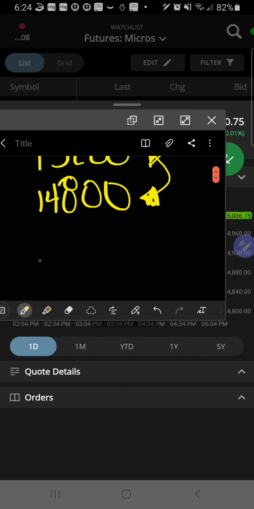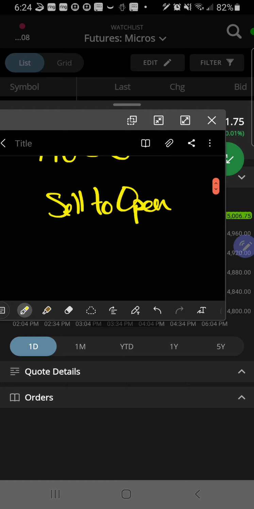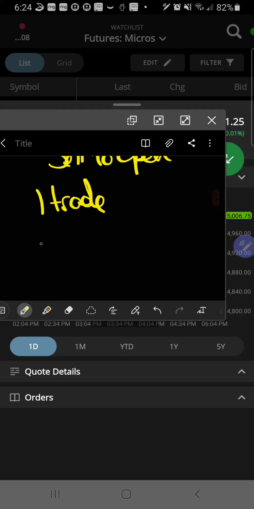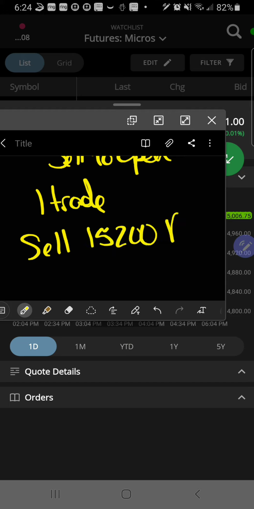So you sell to open something. I'm just saying something like opening the first trade. You sell to open one trade. And I guess we can do something, some random number, something arbitrary. Let's just say we do something at the money. So we sell, and this will be a vertical put spread for credit. So we sell the 15,200 put and buy the 15,100 put.